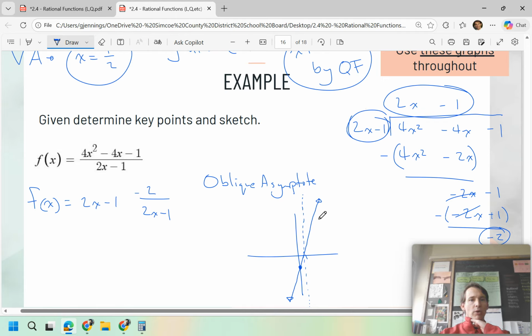And then we're going to look at our behavior, okay? So we have as x approaches, f of x approaches, okay? And so we're going to look at our asymptotes. As x approaches positive infinity, what's this going to be?